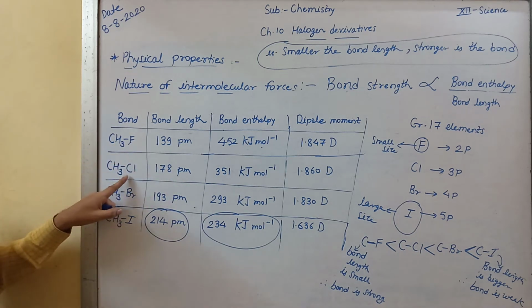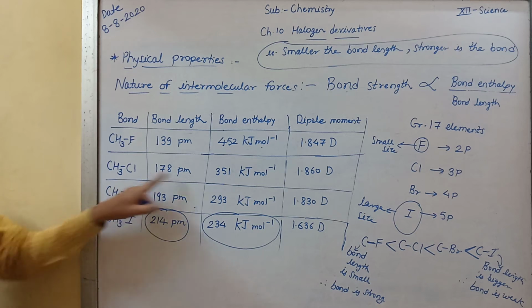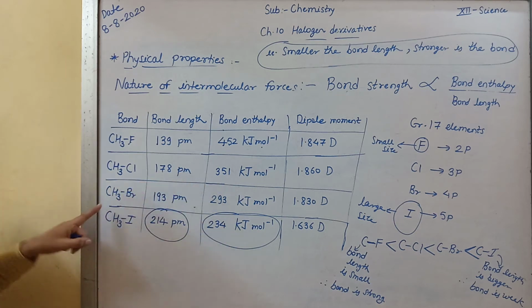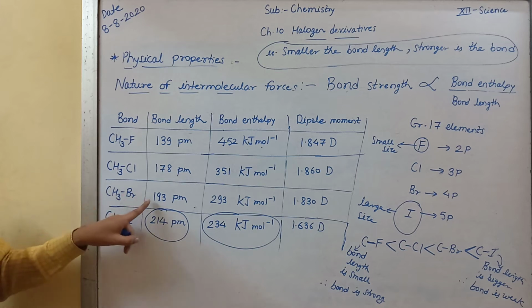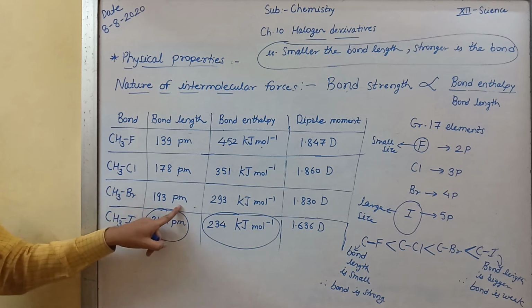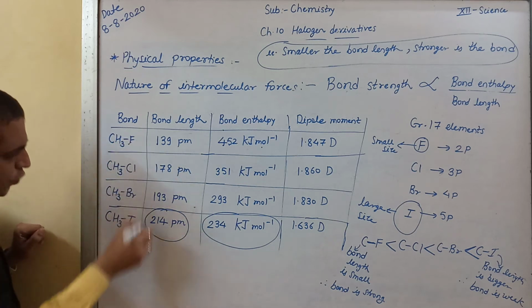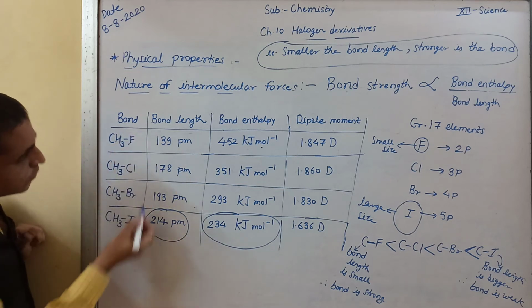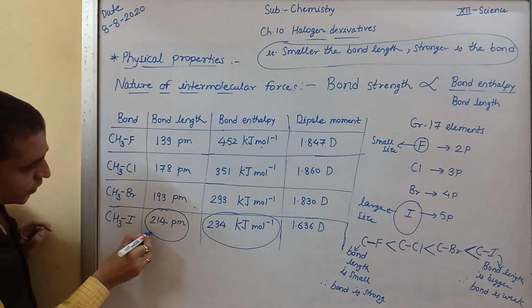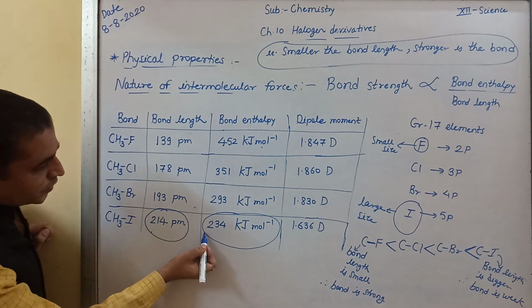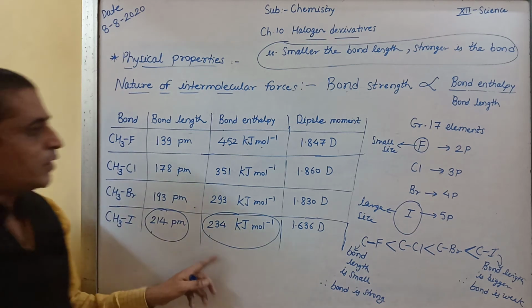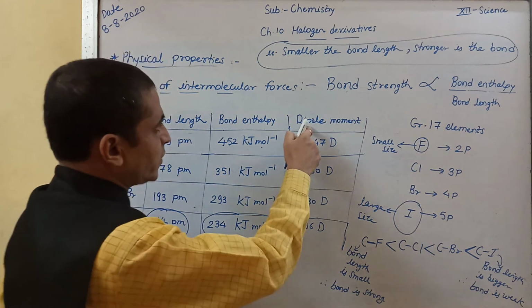For CH3Cl, the bond length is 178 picometer, so its bond enthalpy is 351. Similarly, for CH3Br, the bond length is 193 picometer and the bond enthalpy is 293. This means as you go down the group, down the table, bond length goes on increasing and bond enthalpy goes on decreasing.